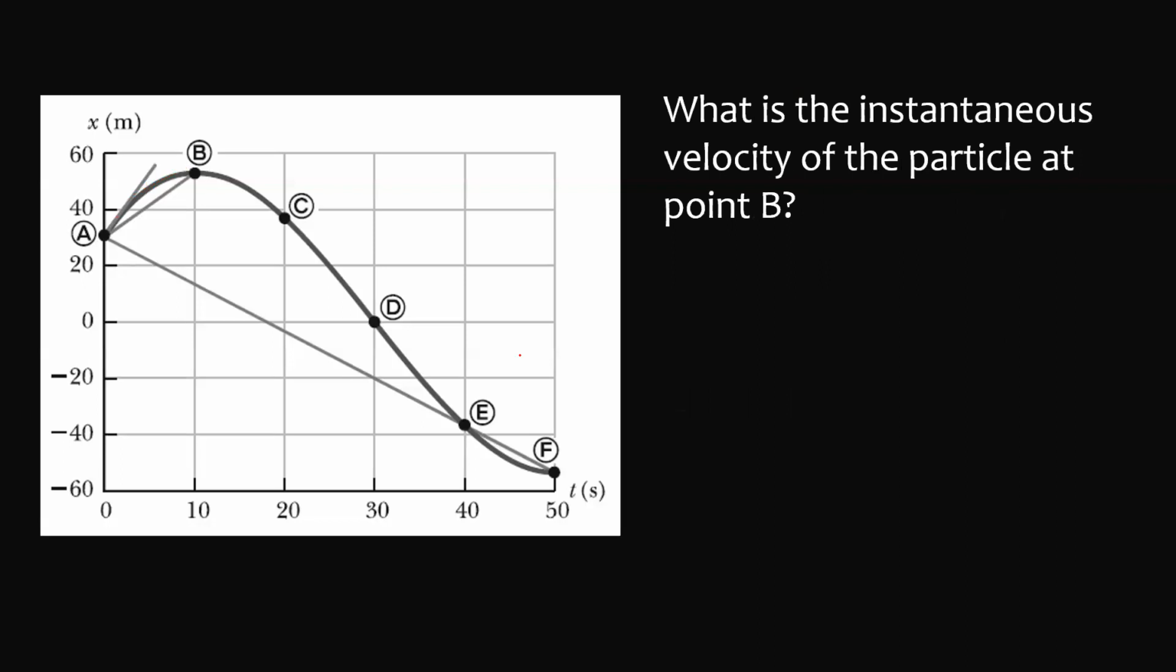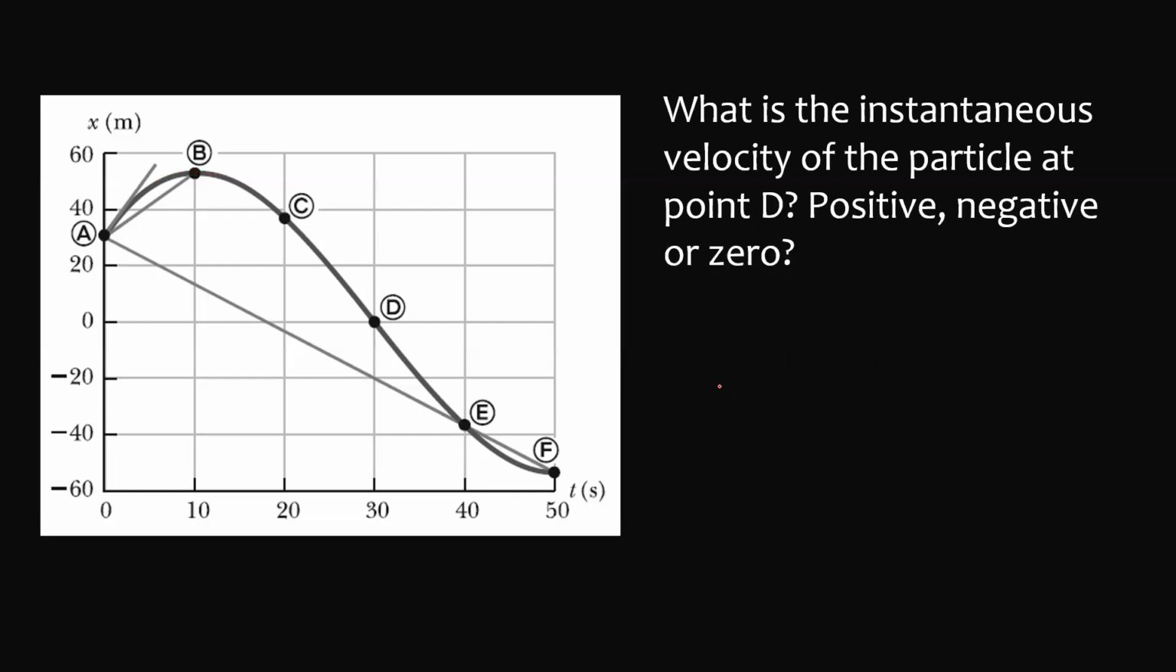What is the instantaneous velocity of the particle at point B? The answer is zero because the slope is zero. At point B, if you draw a tangent line, well, I didn't draw it correctly, but you will see that the tangent line has zero slope. It is horizontal.